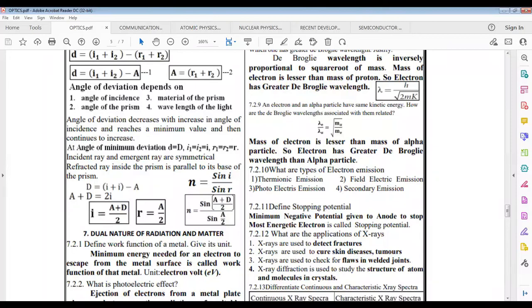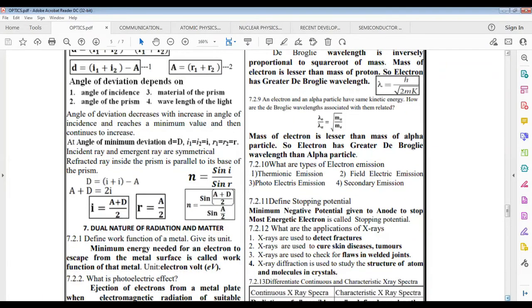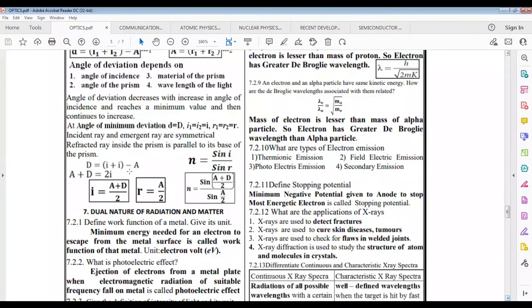So this is the dual nature of light. After finishing this, I will show some more live slides. If you see those slides, it will be more effective for you, and you can understand very, very easily. What is the definition of work function of a metal? Give its unit. What is photoelectric effect?